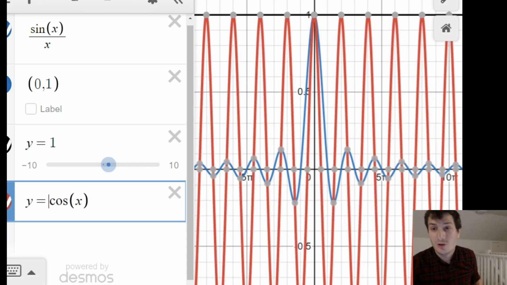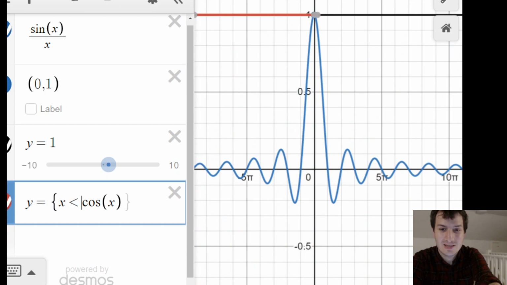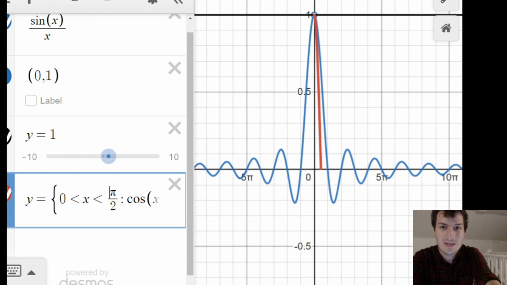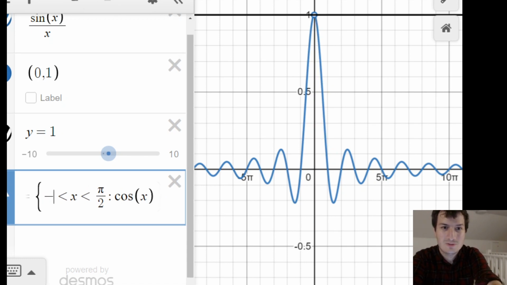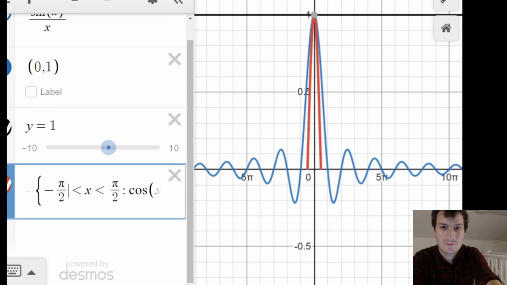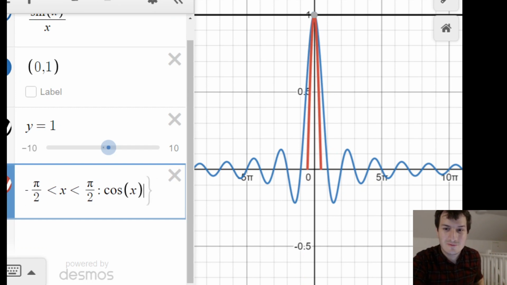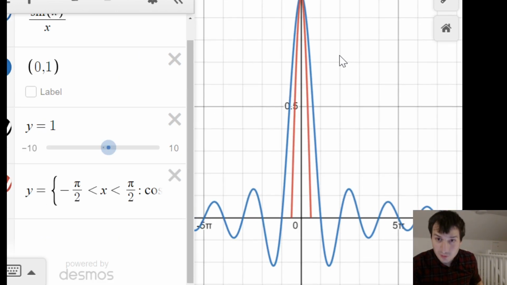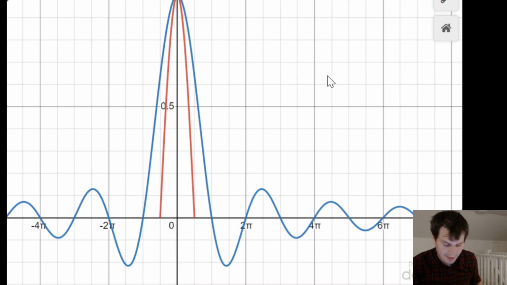And okay, we were only doing things in the first quadrant. So maybe I should say y equals cosine of x, and only for x less than pi by 2. We were only doing the first quadrant, and bigger than 0, positive values. Okay, so this is what we have. That's not what I want. I want this. Okay, so the blue function is what we care about. The sinc function, sine of x over x.